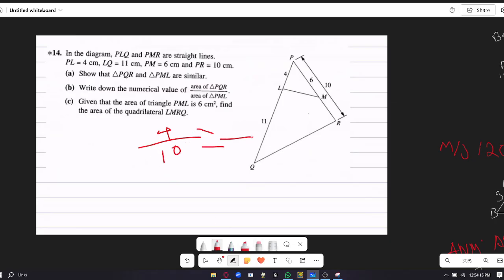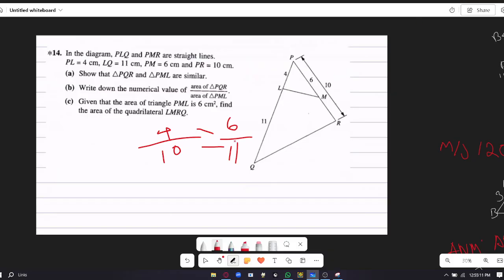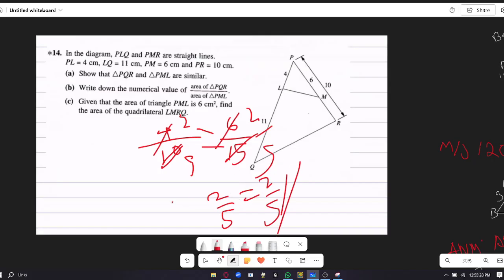This has to be equals to 6 by 11, right? So let's simplify this. I don't think we can simplify this any further. Okay. I'm not supposed to do this. I keep forgetting that you take the whole thing. This simplifies to 2 by 5. This simplifies to 2 by 5. 2 by 5 is equals to 2 by 5. Proof. Since the side ratios are the same.